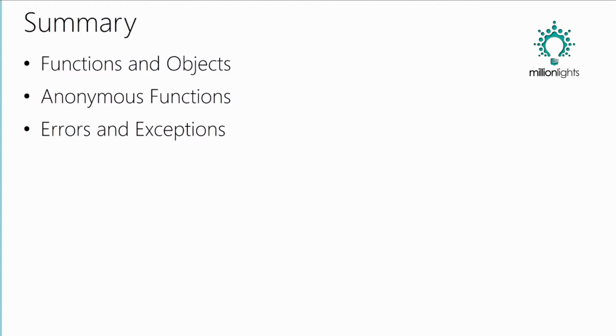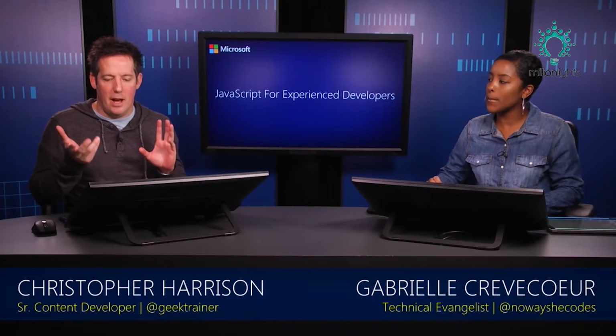So as you know, in this module, we went over functions and objects, we went over anonymous functions, and we went over errors and exceptions with a little dabble into jQuery. You heard a little bit about Node and things like that. The last little thing, just one last question from the Q&A, and then we'll go ahead and wrap up this module.